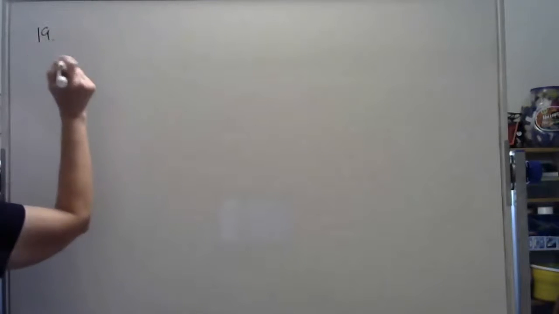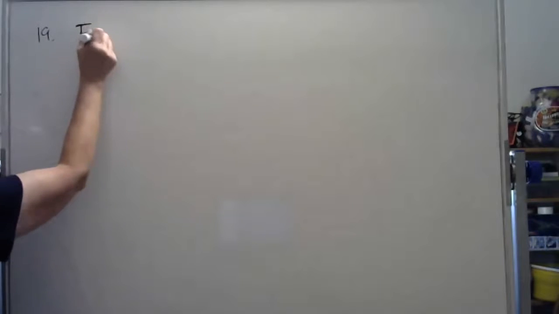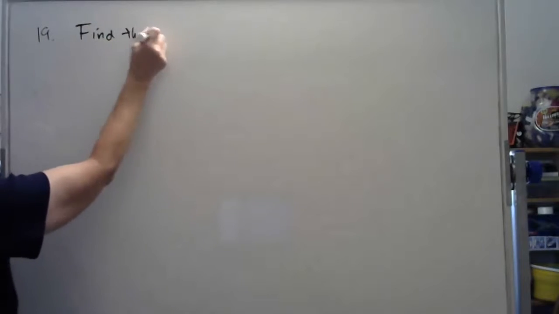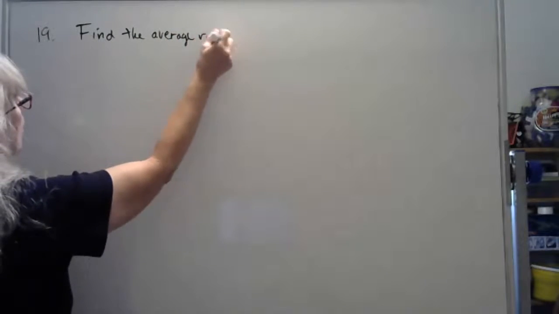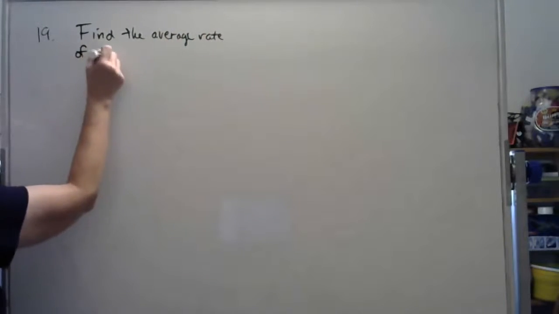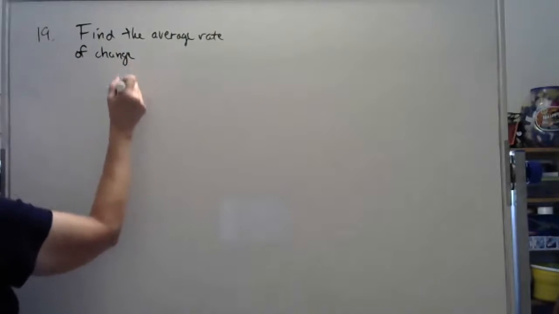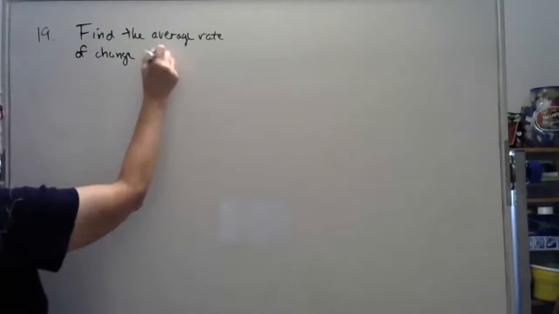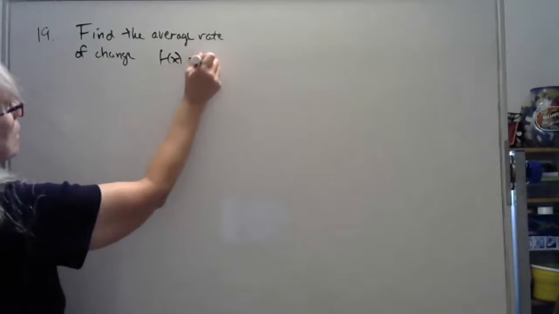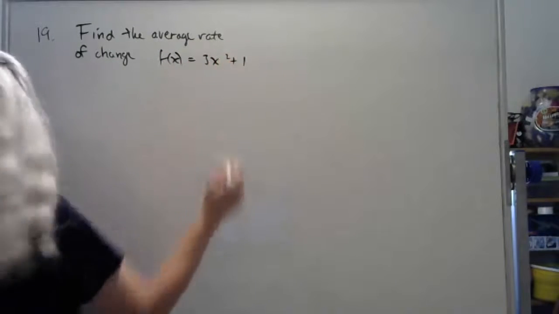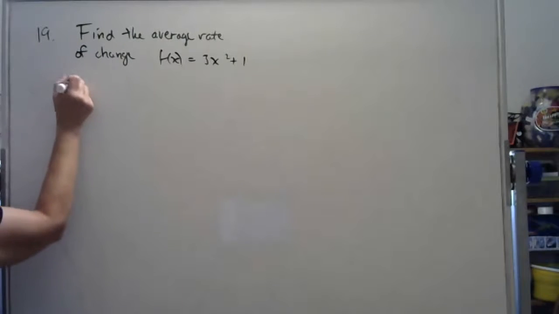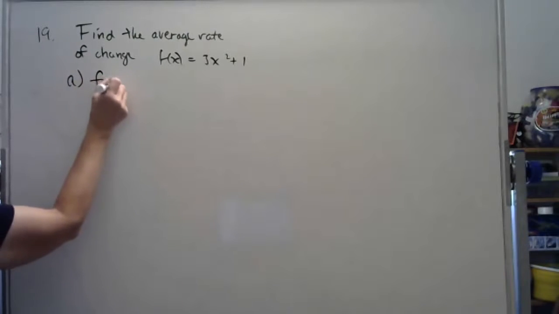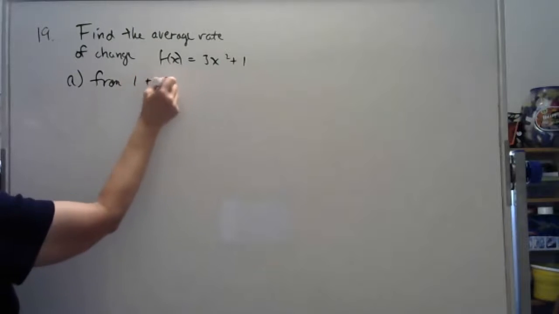This is number 19. They want us to find the average rate of change of f of x equals 3x squared plus 1. And we're going to go from 1 to 3. So part A is from 1 to 3.